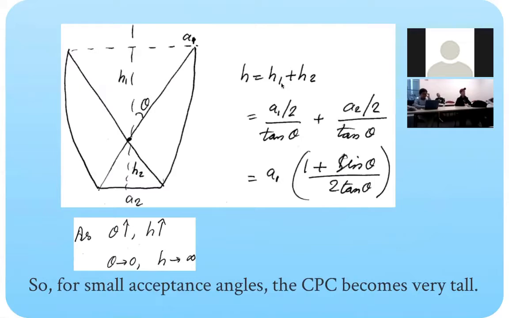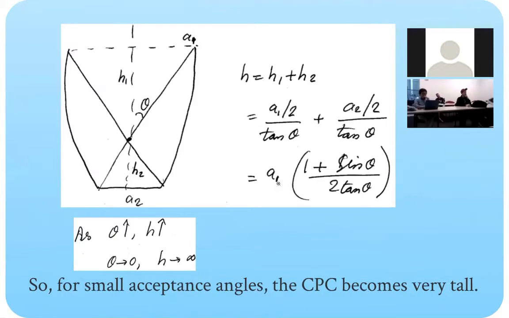And then you can simply relate this. H1 is A1 divided by 2. So if you look at this triangle here, tan theta is given by A1 divided by 2 divided by H1. And H2 is given by A2 divided by 2 divided by tan theta. Okay. So you get this very simple expression. You add them up, you get H equals A1 times 1 plus sine theta over 2 tan theta. So in other words, if you knew what the entrance aperture was and you knew what the acceptance angle was, you can very easily calculate what the height of the CPC is.